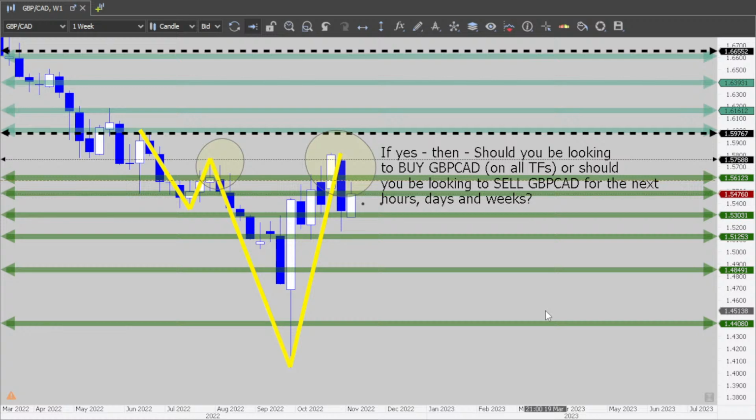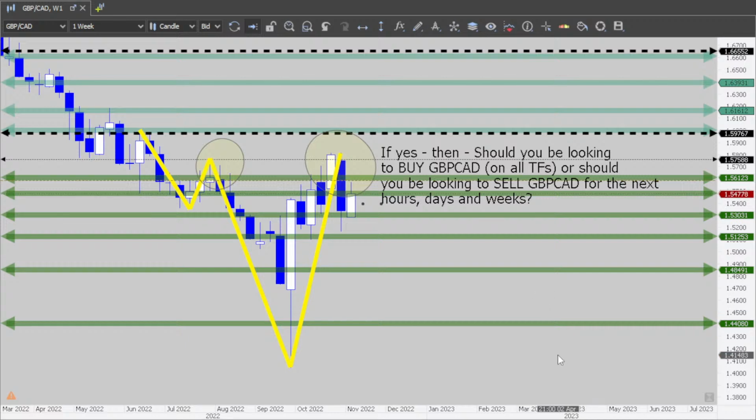But if you have in your strategy, and we talked about this, if you are collecting 100 samples, you want to be a millionaire, you want capital to trade, and if you have a crown in your strategy that you are going to obey the crown, and that you are not going to trade against the crown, should you be looking to buy GBP CAD on all time frames, or should you be looking to sell GBP CAD for the next hours, days and weeks? Ala says yes, yes. Julius says sell. Sila says buy. Ala says long.